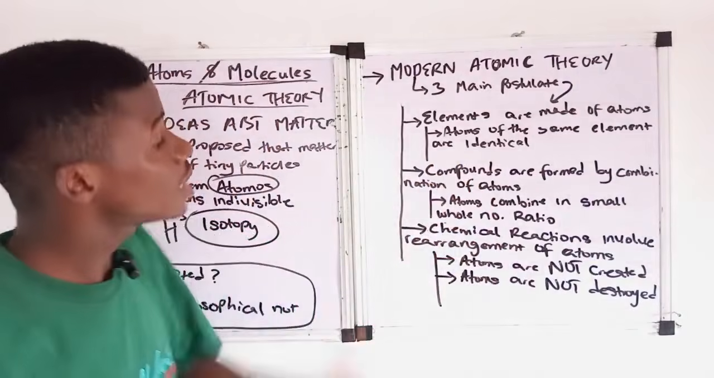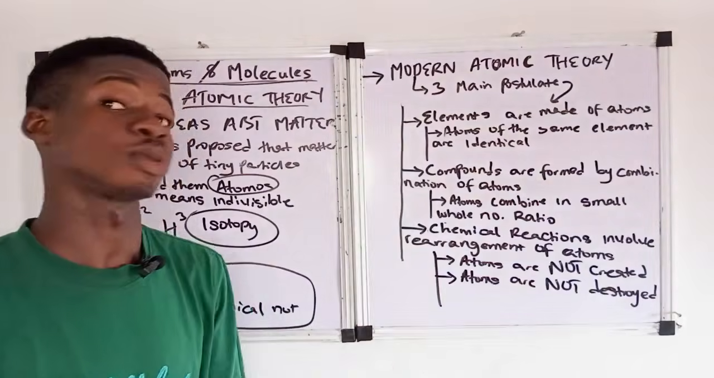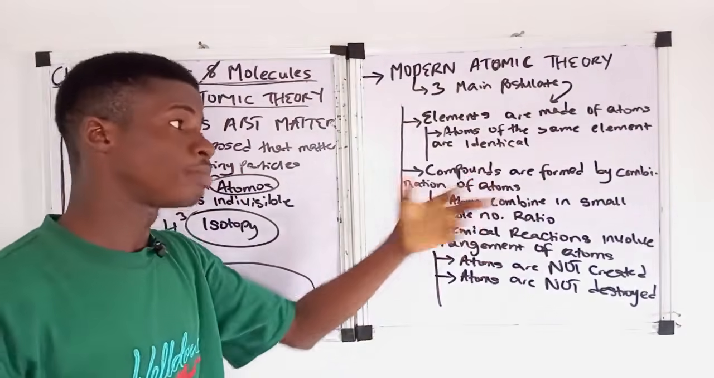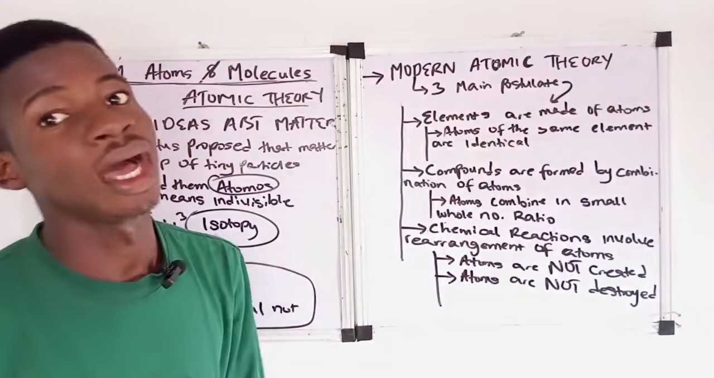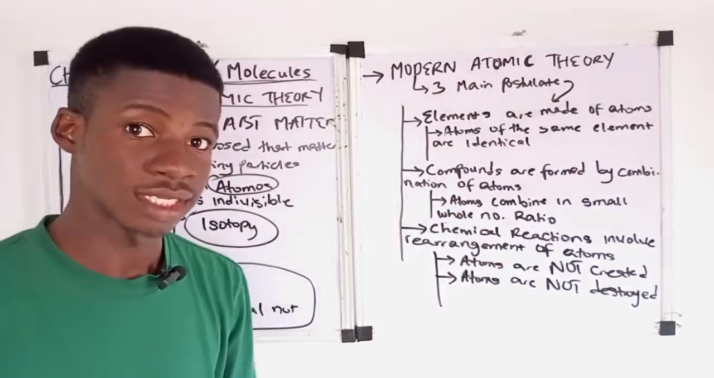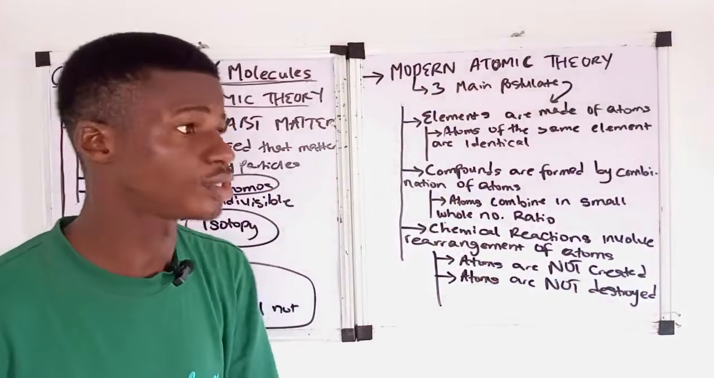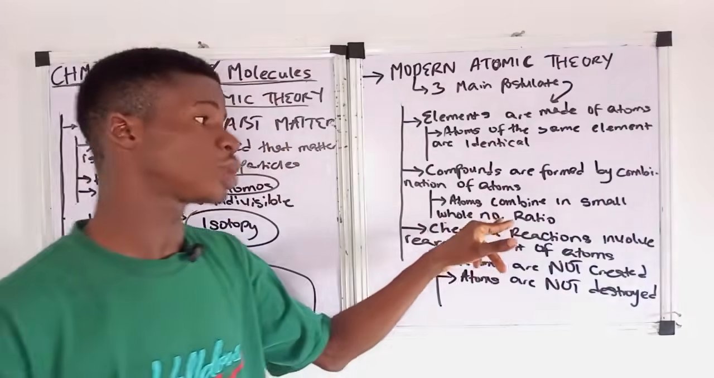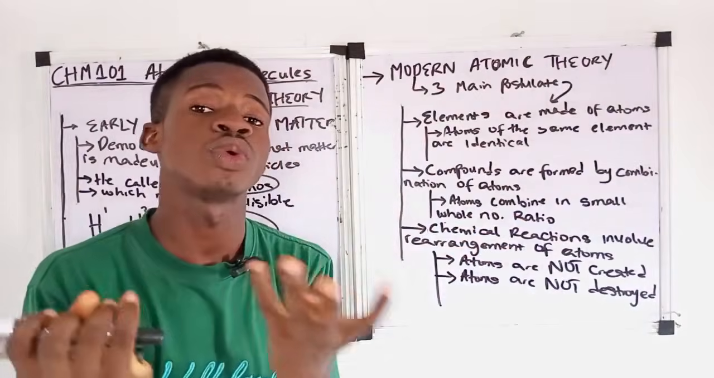Now let's move to the next part, which is that compounds are formed by combination of atoms. This is very true. Under this, atoms combine in small whole numbers. This postulate is correct, but we all know that in organic chemistry it differs. This postulate only works in inorganic chemistry, where atoms combine in small whole numbers.